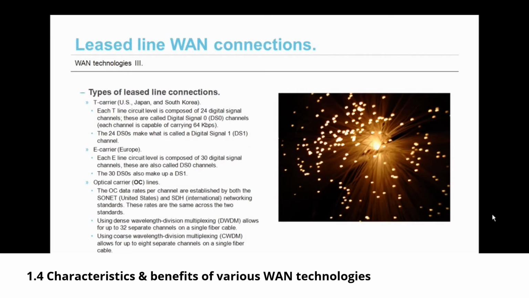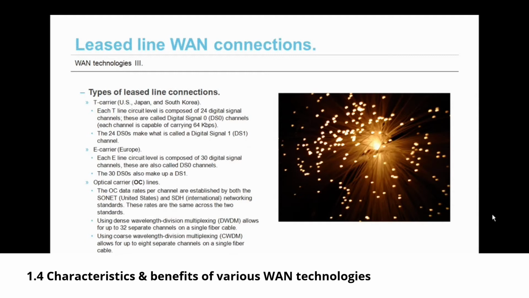There are different types of leased line connections. In the United States, Japan, and South Korea, there are T carrier lines. Each T line is composed of 24 digital signal channels. These are often called digital signal zero channels or DS0 channels. Each channel is capable of carrying 64 kilobits per second. The 24 DS0s make up what is called a DS1 channel.